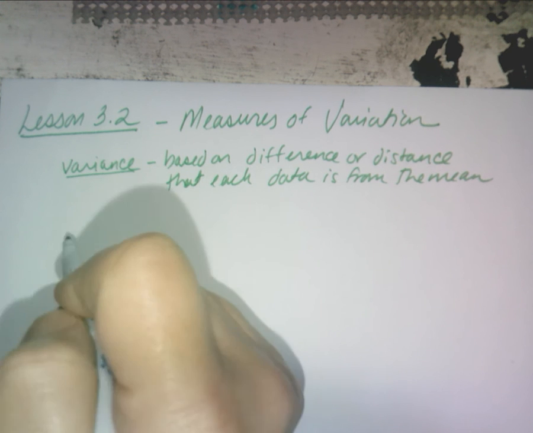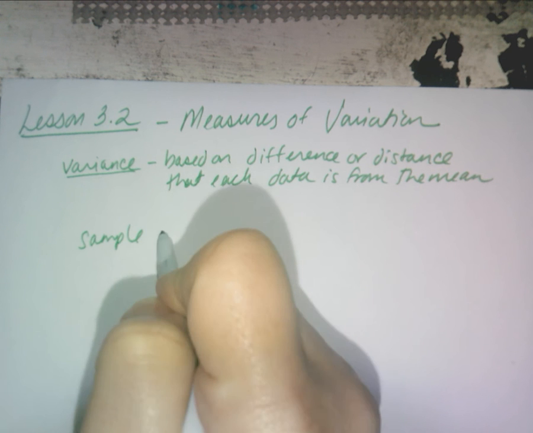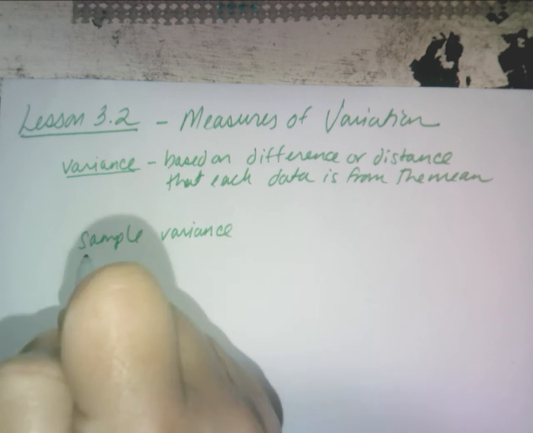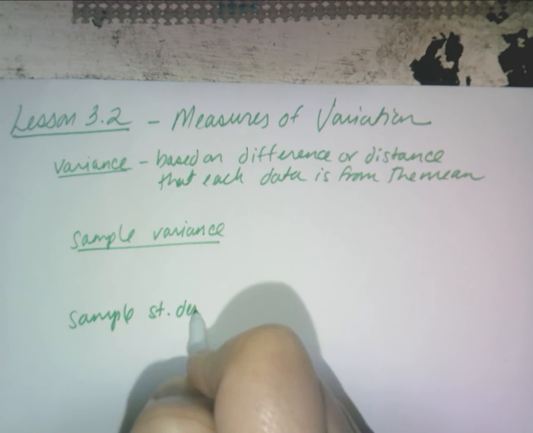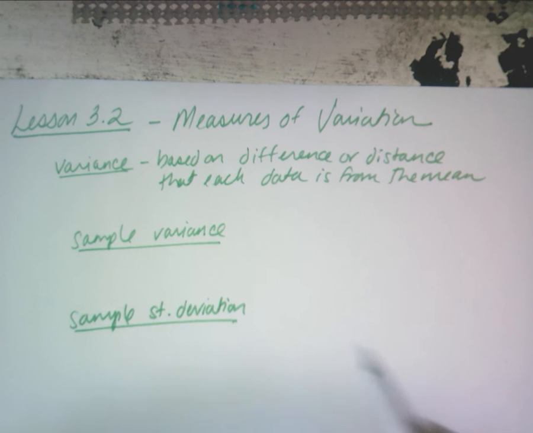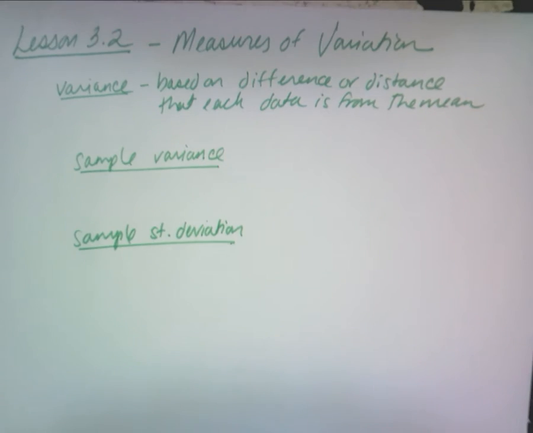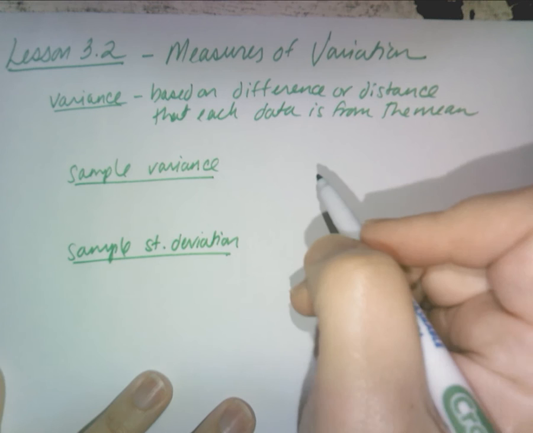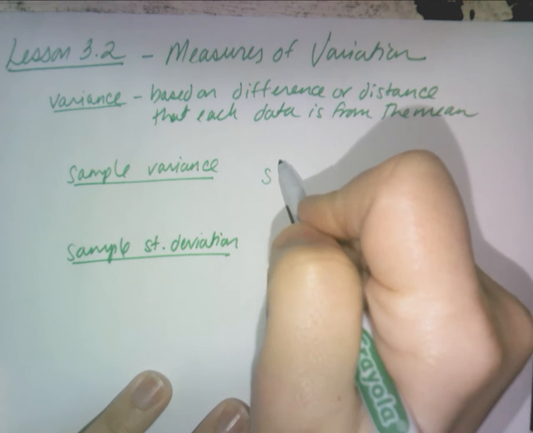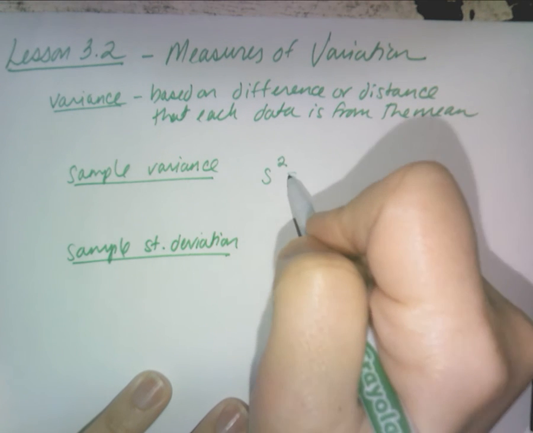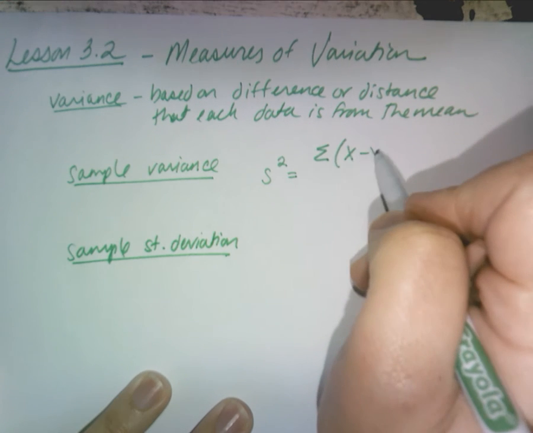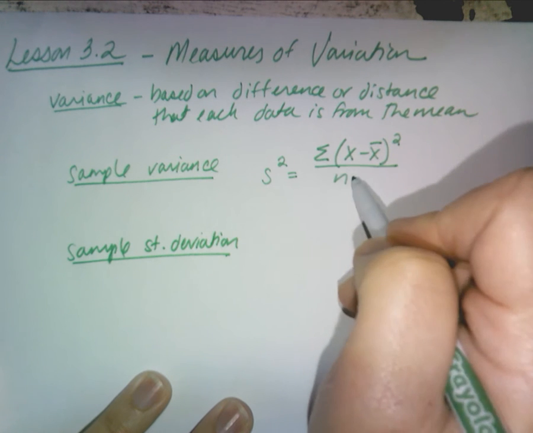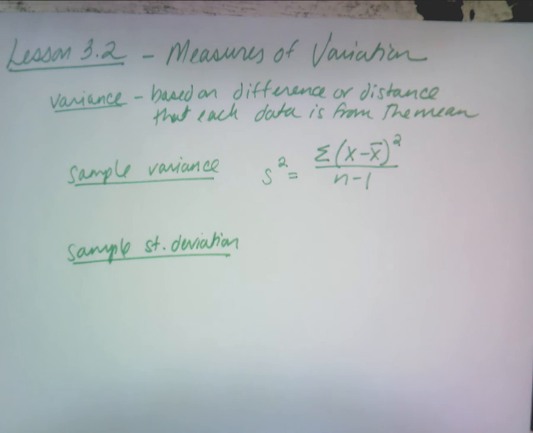Okay. There is sample variance, and then sample standard deviation. Sample variance and sample standard deviation. And it looks like this. S squared equals sigma of x minus x bar squared over n minus 1. Not scary at all. Not scary at all. Okay?